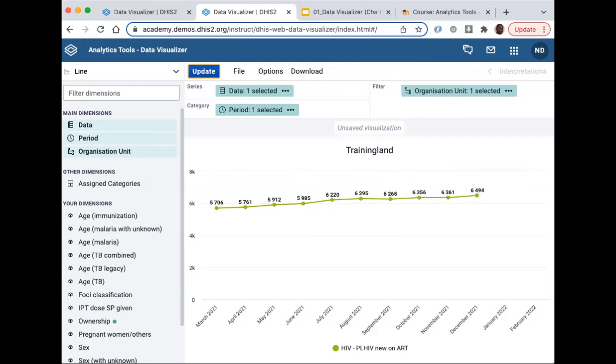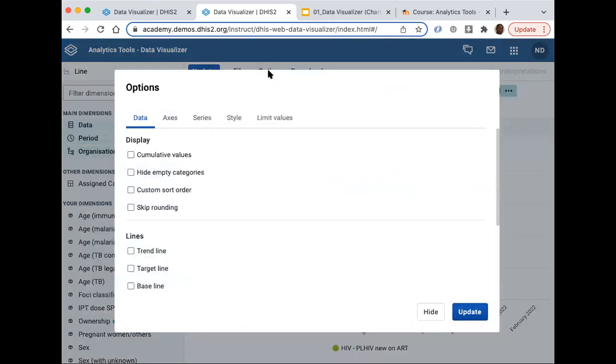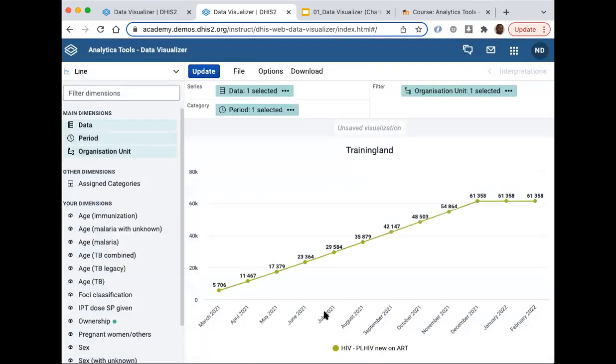So to help us do that, we go to options, and under options, under data, we have what we call cumulative values. So you just click on that and then you click on update. And basically you'll see how the numbers have been going up. So we started in March with 5,700, but as of December, we now have 61,000. So our program has really been growing. Now where you see it has become flat, it means that in this month, we do not have any numbers.